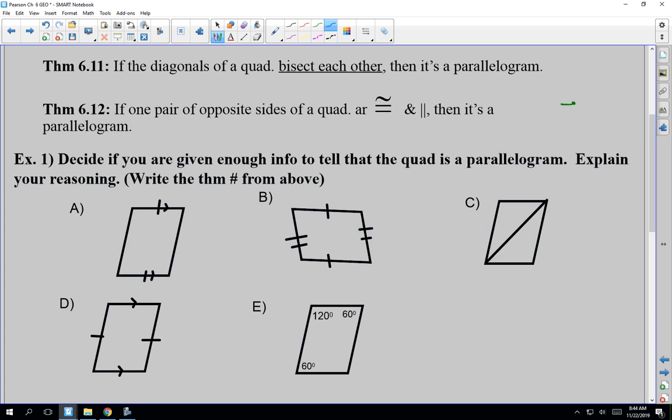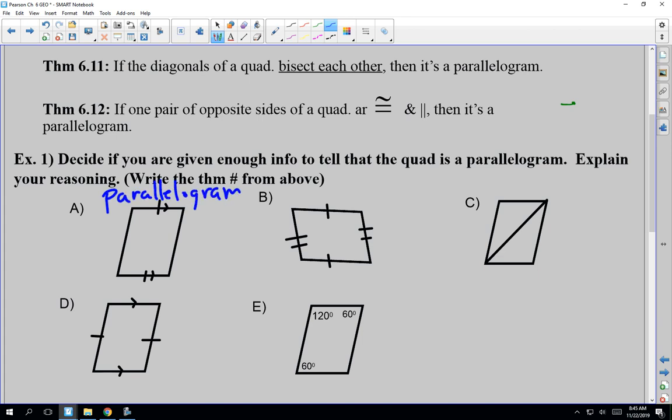So A, you might have to look over that list. It's one of the ones that is not a converse from the first section. But it says if one pair of opposite sides of a quadrilateral are congruent and also parallel, that's enough to prove that it's a parallelogram. So look at A. I don't know if you can see it here. You've got the hash marks, means they're congruent. See the little arrows on there next to it? Kind of funky looking arrows, but congruent and parallel. So that means by theorem 6.12, this is a parallelogram.